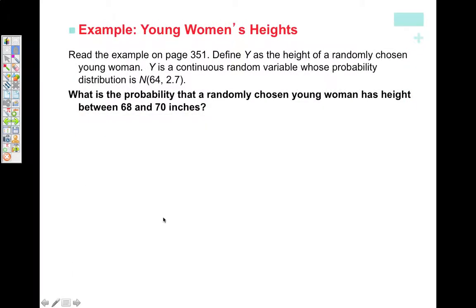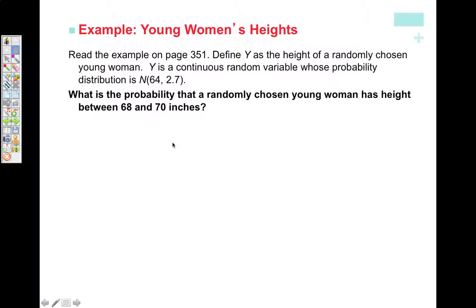Okay, so we're looking at women's heights. Example on page 359. You can take out the textbook and look at it if you want, but basically what this is telling us is that if we define y as the height of a randomly chosen young woman, y is a continuous random variable because we measure height, and its probability distribution is given by a normal distribution. Heights are normally distributed, where the mean is 64 and the standard deviation is 2.7. What's the probability that a randomly chosen young woman has a height between 68 and 70?